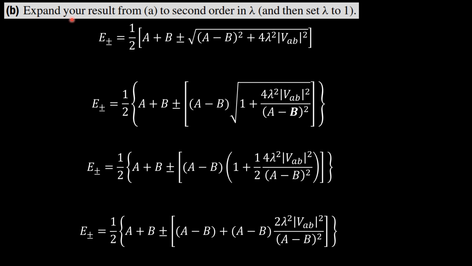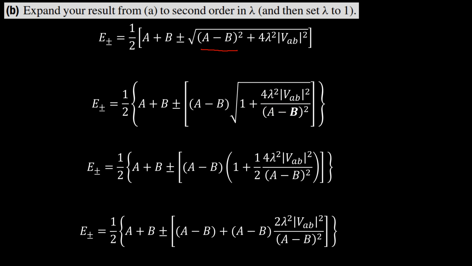Now part B is you expand your result from A to the second order in lambda and then set lambda to 1. So now we have seen that E sub plus or minus is equal to half of A plus P plus or minus this square root term. Now I am going to take this outside the square root, so this will become just A minus P. Since we are multiplying this by (A minus P) whole squared, you have to divide the second term by (A minus P) whole squared. So this will become like this.